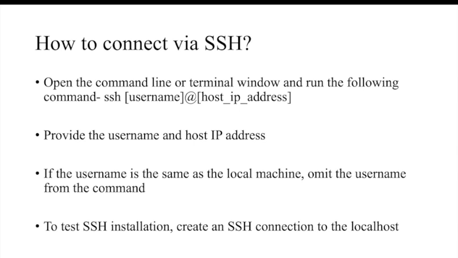How to connect via SSH. Open the command line or terminal window and run the following command: ssh username@host-IP-address. Provide the username and host IP address for this to work. If the username is the same as the local machine, omit the username from the command. To test SSH installation, create an SSH connection to the localhost.